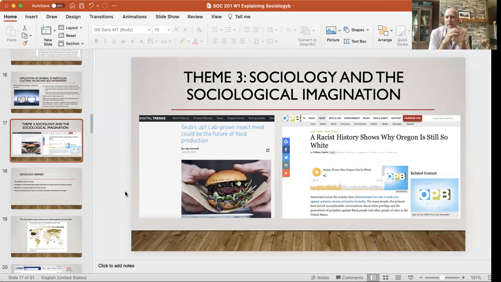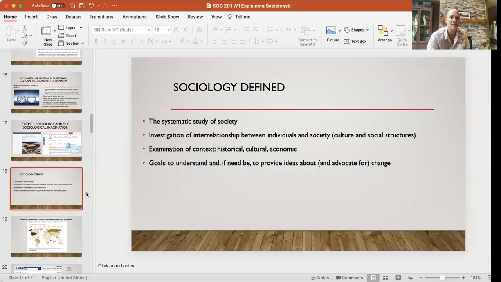Technology as well. Think about Oregon. Why is Oregon white? Part of it is understanding race and the racism embedded in social policies going back to the 1800s, the Oregon Territory and on. Part of understanding the present is understanding the past.